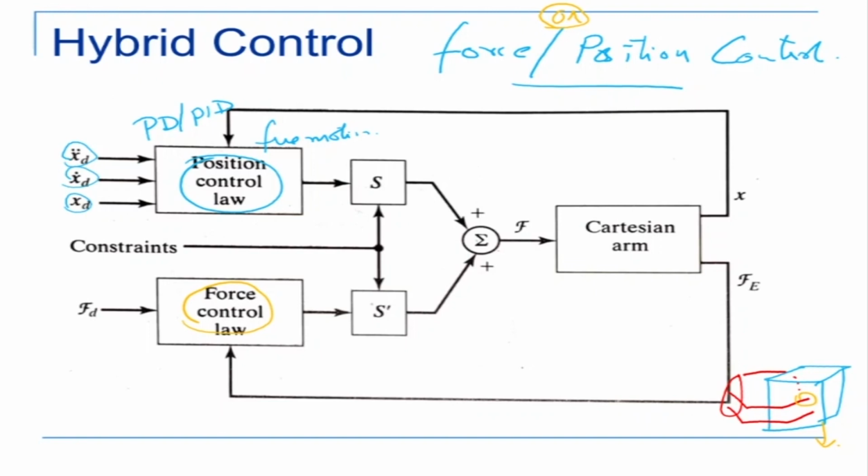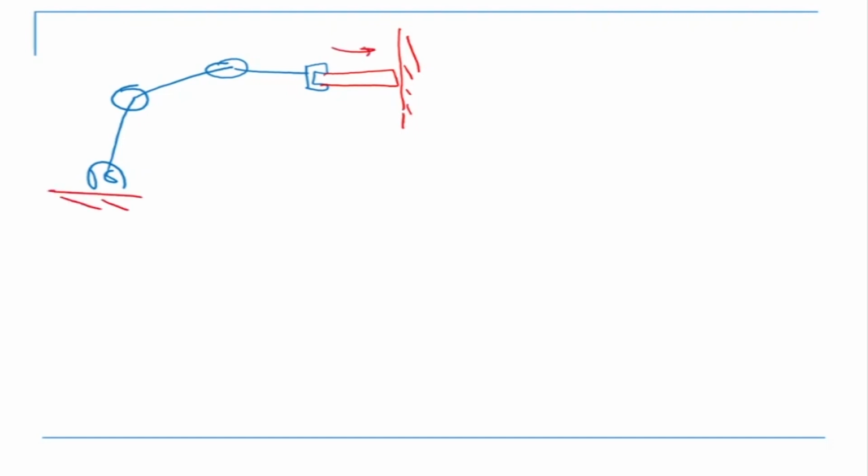A similar example can be given in the case of a robot which is holding a tool at the end effector, and it is pressing against a wall. So this is my end effector, pressing against a wall. I want to apply a force F in that direction. When contact has not been made, you can have a velocity in that direction, x dot equal to something, so it can be under position control. The moment contact has been made, you switch from position control to force control. So this is also an example of a hybrid control, where you are switching between force control and position control.